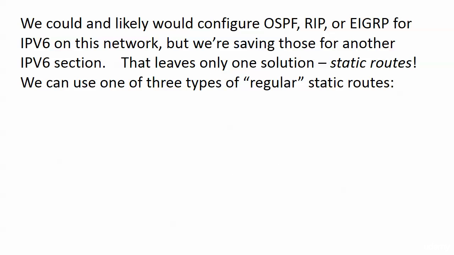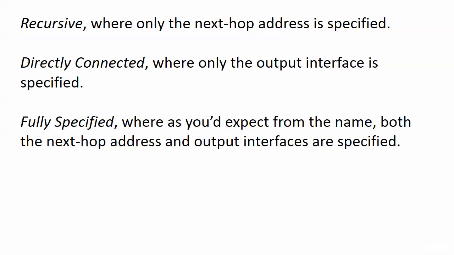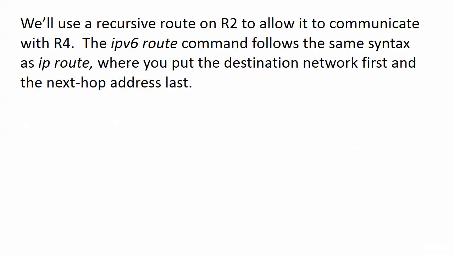And by regular, I just mean that they are not host routes, which match only one address, and they're not default routes. They're just regular static routes. And the three kinds are recursive, where only the next hop address is specified; directly connected, where only the output interface is specified; and fully specified, where, as you would expect from the name, both the next hop address and output interfaces are specified. So we'll put all three of these into action. We'll take a few routes off at the same time, and we'll begin with a recursive route on router 2.